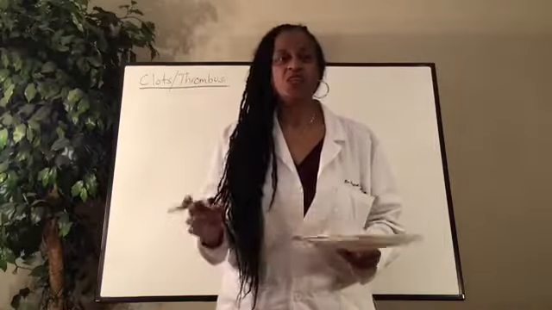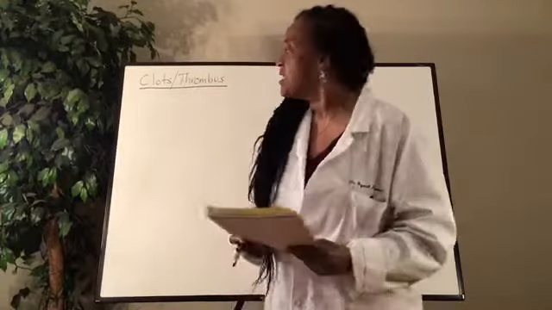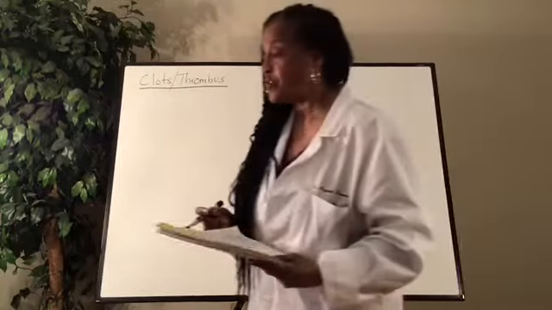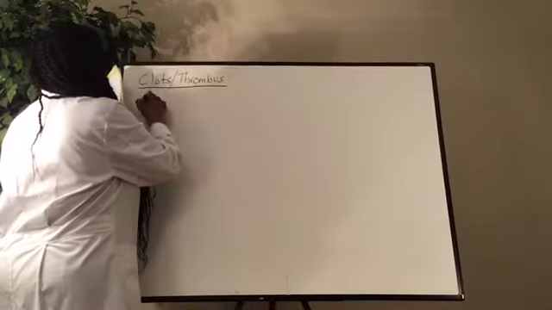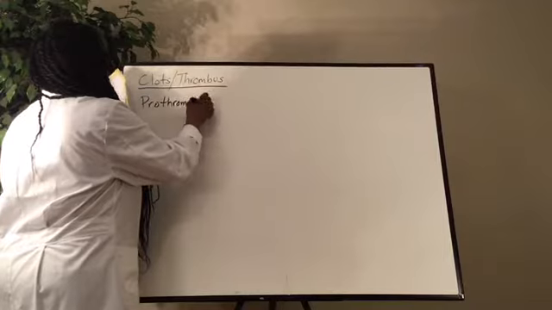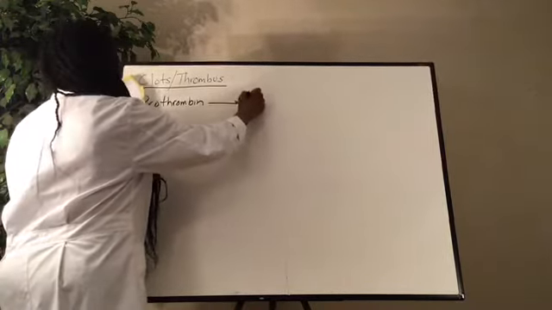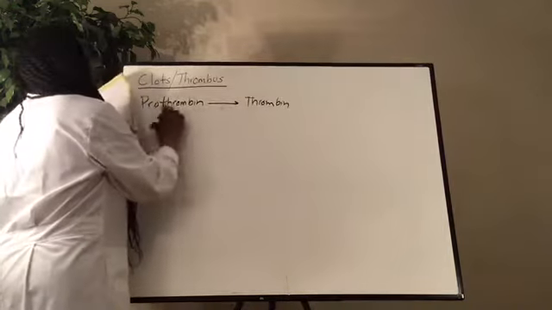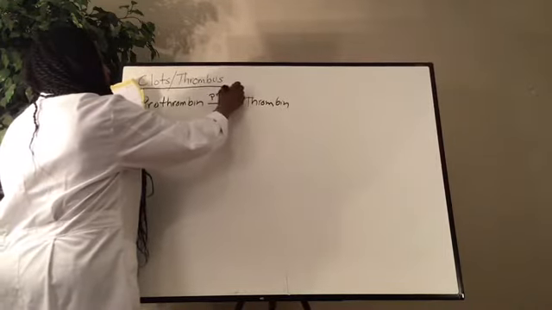Okay, so let's go on and talk about clots, also known as thrombus or thrombi. We're near the end of the chapter now, and this will conclude chapter 27. So let's look at prothrombin to thrombin. For prothrombin to thrombin, it uses a prothrombin activator.